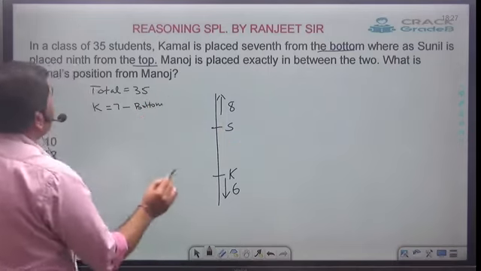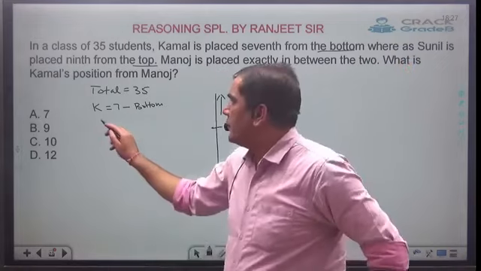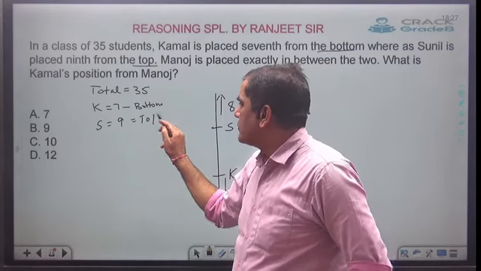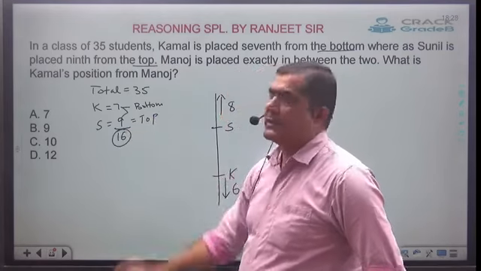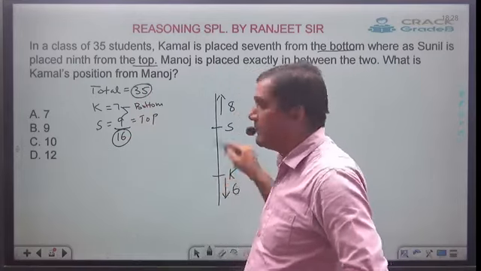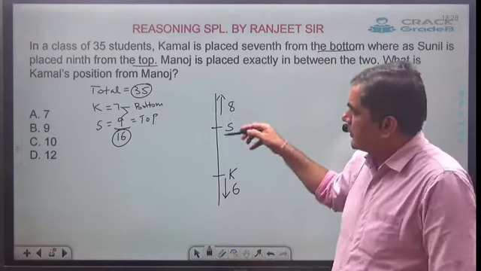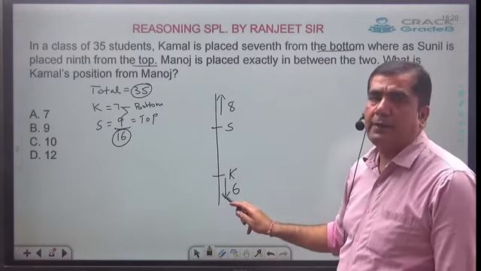And Sunil is given to be 9 from top. So if I add these two, it comes out to be 16, and the total is greater than this. So whenever the total is more than the sum of the positions, that will be case number 1. Case number 1 means, if Sunil is given from top, I should keep Sunil at top, and Kamal is given from bottom, so I should keep Kamal at bottom.